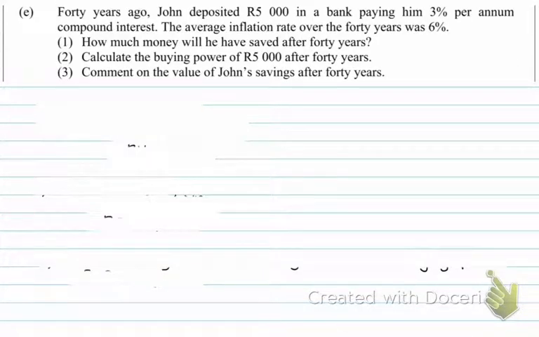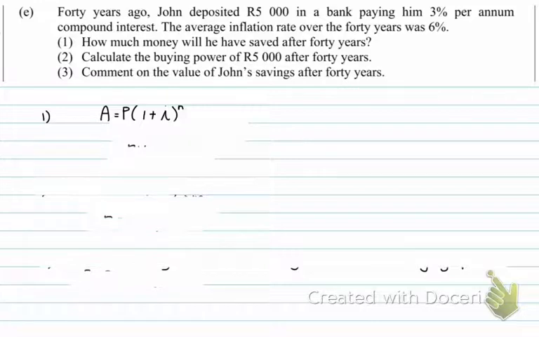Question E. 40 years ago, John deposited 5,000 Rand in a bank, paying him 3% per annum compound interest. The average inflation rate over the 40 years was 6%. Question 1, they ask us how much money will he have saved after 40 years? Alright, the bank is offering him 3% per annum compound interest. Therefore, I use the compound interest formula.